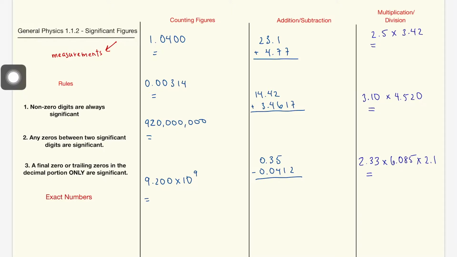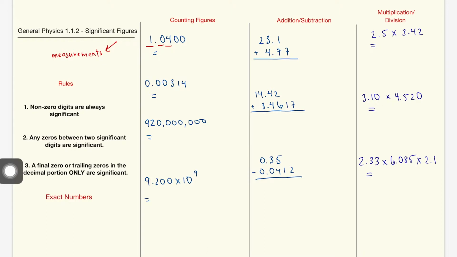Now we are going to look at the first column called counting figures, putting the rules into practice. The first problem is 1.0400. Taking a look at the rules, we see that the first rule says non-zero digits are always significant. So we can determine that the 1 and the 4 are significant figures. Rule 2, any zeros between them are significant. So the 0 between the 1 and the 4 is also significant.